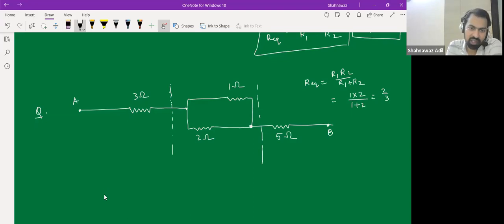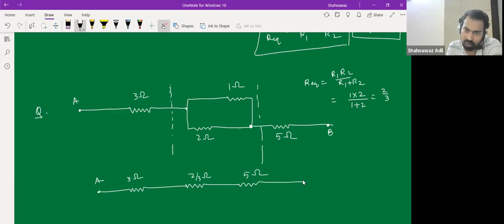So now what is the equivalent diagram? So the equivalent diagram is this. Then we have 2 by 3 ohm, and then we have 5. So this is point A and this is point B.